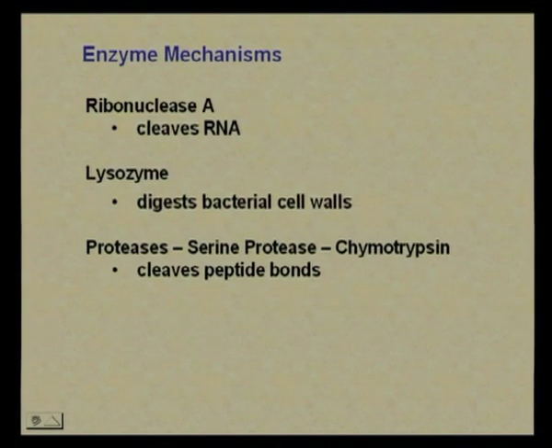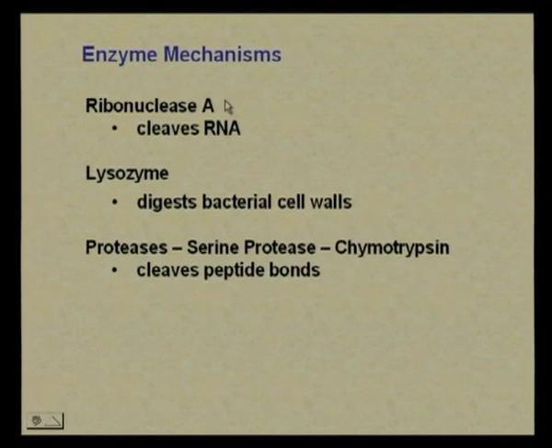Today, for two classes we will be considering enzyme mechanisms, and for this I have chosen three types of enzymes: ribonuclease A, lysozyme and proteases. Of the proteases, which we will see what they mean, we will be doing only one type of serine protease, that is called chymotrypsin.